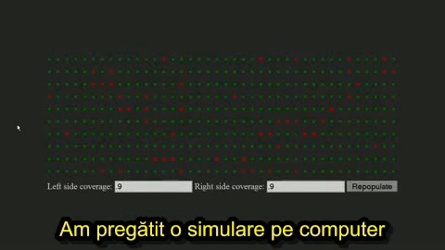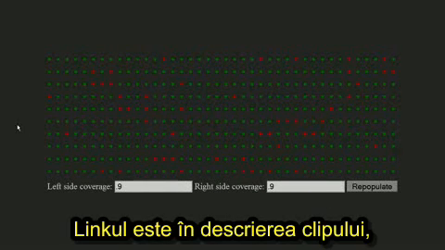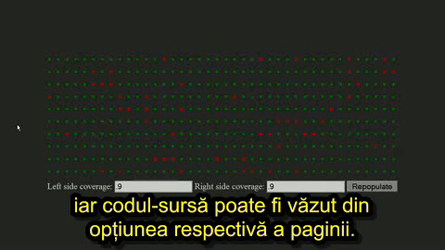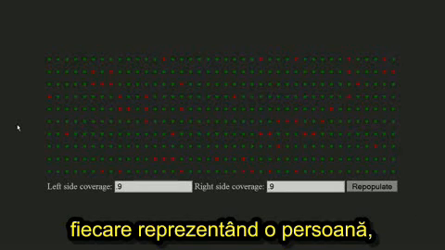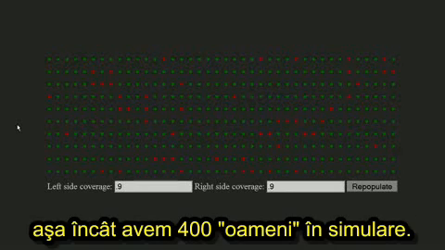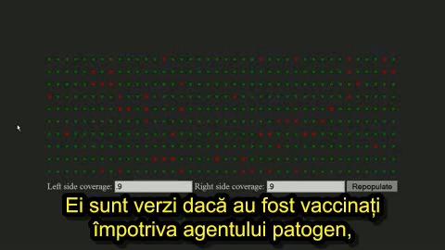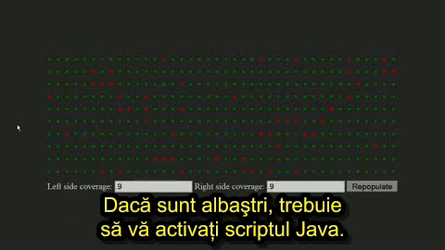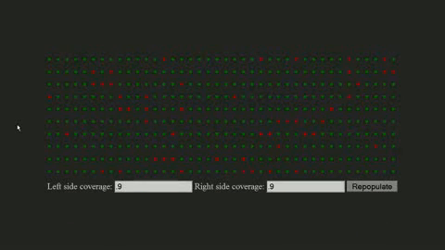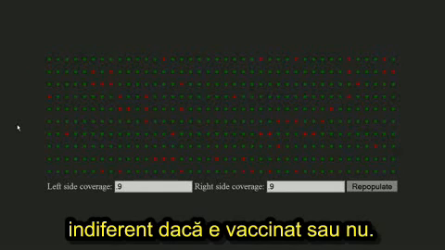I've set up a computer simulation that anyone can try in their web browser. The link is in the video description, and the source code for the program can be viewed simply by viewing the page source. This is a 40 by 10 grid of asterisks, each one of which represents a person. So we have 400 people in this simulation. They are green if they've been vaccinated against a certain pathogen, and red if they haven't. If they're blue, then you need to turn on JavaScript. By clicking the mouse, any one of them can be infected, whether they've been vaccinated or not.